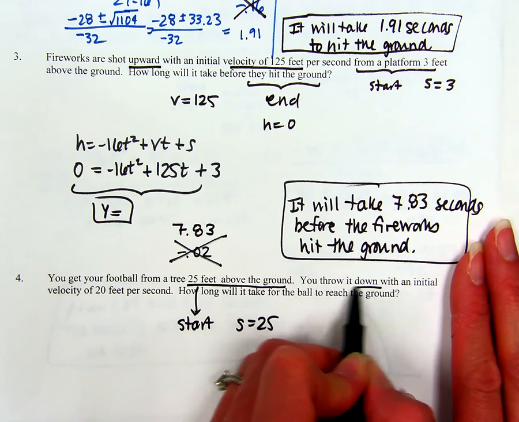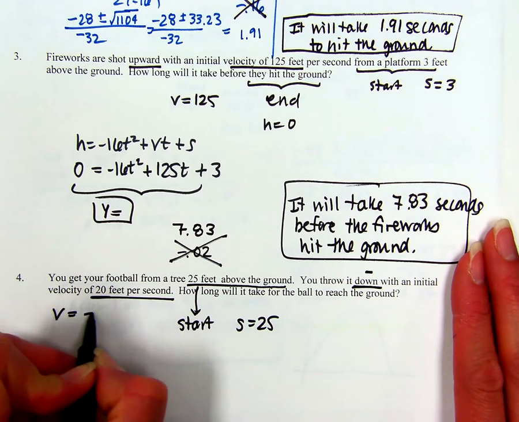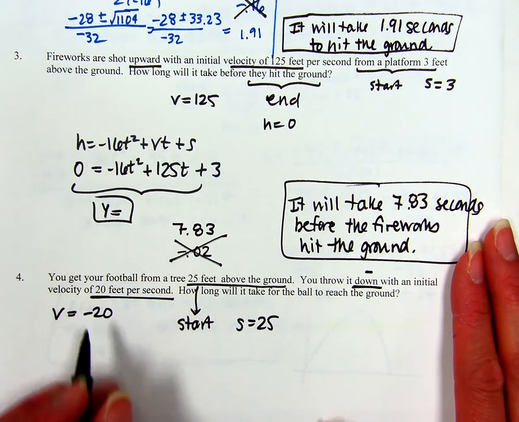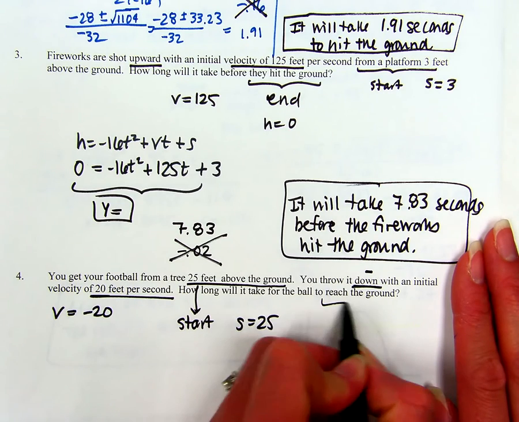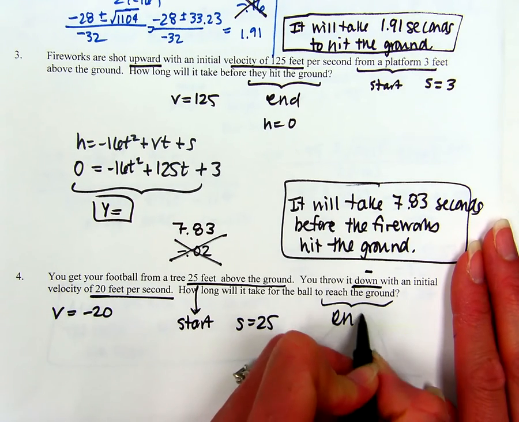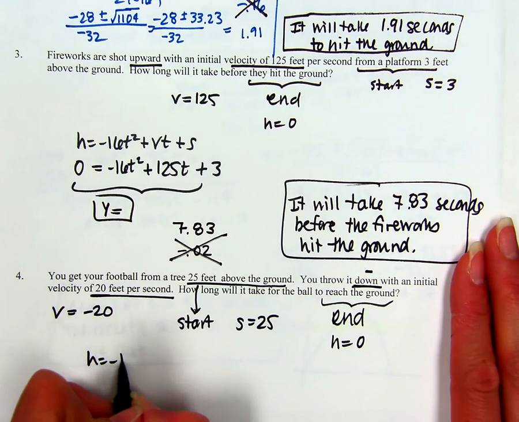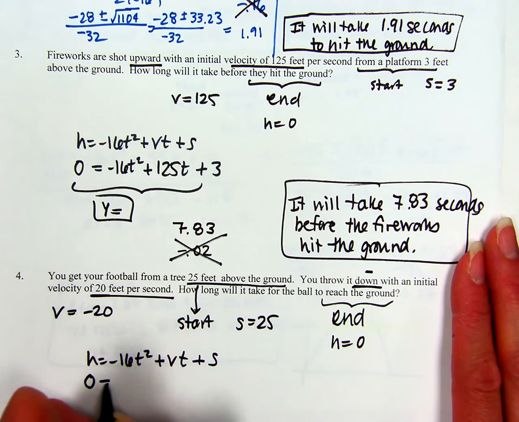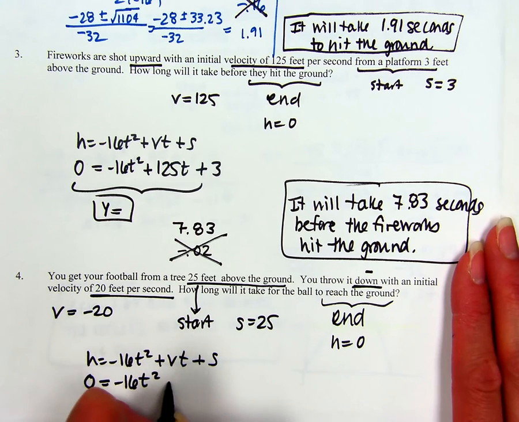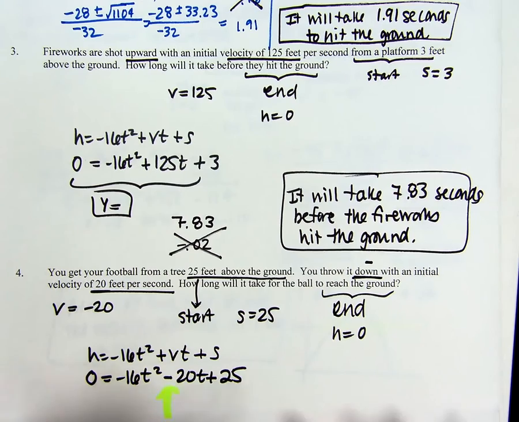You throw it down, so that means you're going to have a negative velocity of negative 20 feet per second, with an initial velocity of 20 feet per second. Just make sure that that's negative. How long will it take for the ball to reach the ground? So there's your ending, which is H equals 0. All right, so we have H equals negative 16t squared plus vt plus s. We have 0 equals negative 16t squared minus 20t plus 25. So it's really important that you have this negative sign right there.